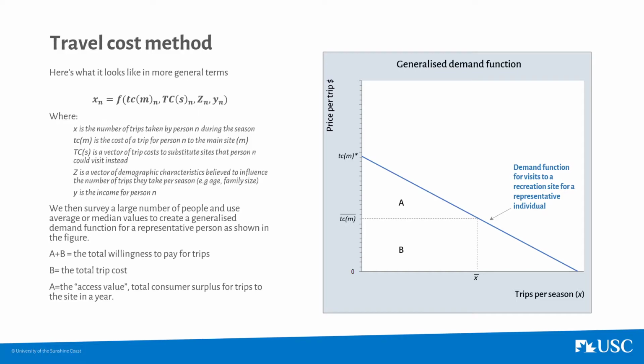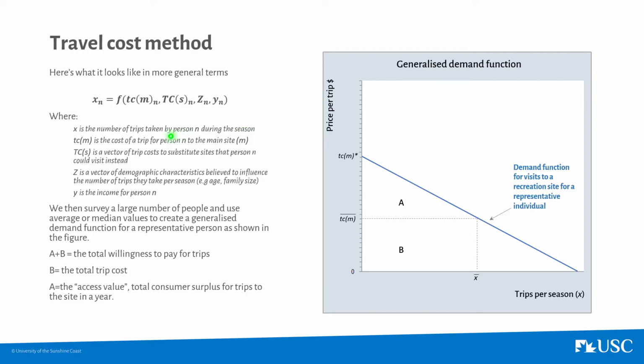So in more general terms then, we have some functional relationship here. Where we have XN, I'm going to call it, is the trips per season. And that would be a function of several different things, like how many trips per season would a person make to this particular site or to any sites? Well, that would be a function of a number of different variables.